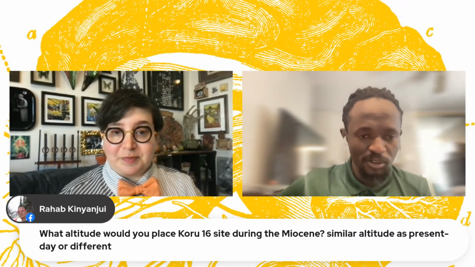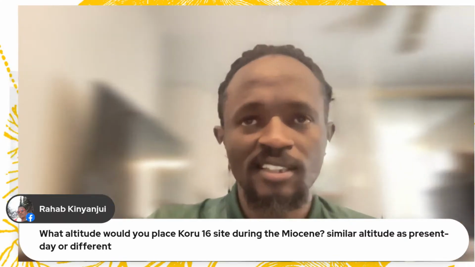Yeah, that's a really good question. The deposition of Koru 16 itself is prior to and during local rifting of the Nyanza Rift. We haven't well studied the altitude of this site, but we assume there isn't a lot of elevation change. The site comes to about 2,300 meters, which is the modern elevation right now.